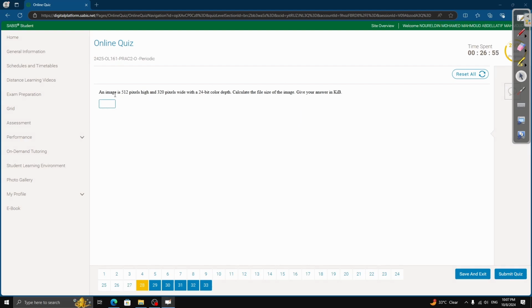An image is 512 pixels high and 320 pixels wide with a 24-bit color depth. Calculate the file size of the image. Give your answer in kilobytes.